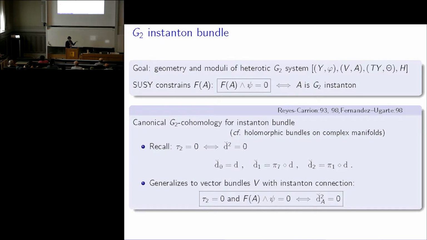We can lift the canonical G2 cohomology and the existence of this nilpotent Dolbeault-like operator to bundle-valued forms, and it's very straightforward. I just showed you this on the slide, and you can write down exactly the same thing for an operator dA. So dA would be d plus A wedge when you act on forms. And you find that this operator, dA check, will square to 0 if you have an integrable G2 structure and you satisfy this G2 instanton condition.